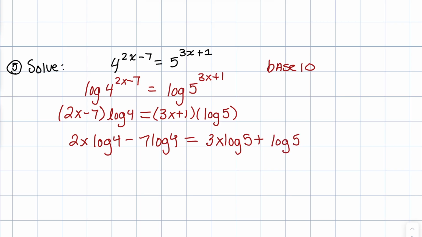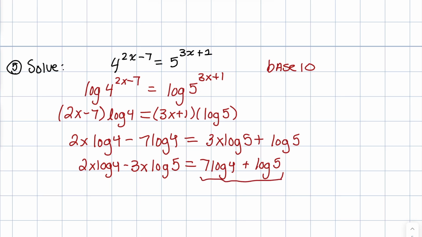Now I'm going to move the x's to one side and the pure logs to the other side. So we have 2x log 4 minus 3x log 5 equals, I'm going to add 7 log 4 plus log 5. So I've gotten pure logs on this side, which if you were to punch in your calculator, you will get some type of number. And then I've got the x's over here.